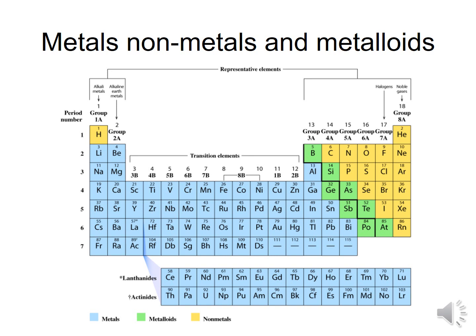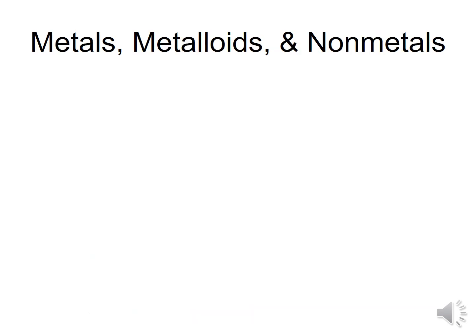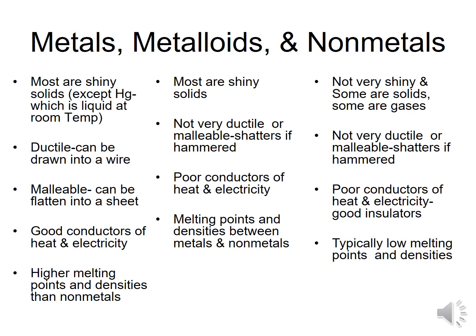Here's a table that's color-coded. The yellow elements on here are considered nonmetals. The blue elements are the metals, and then the green elements are the ones with properties in between the metals and the nonmetals, called the metalloids. Here's a description of some of the properties of metals, metalloids, and nonmetals.